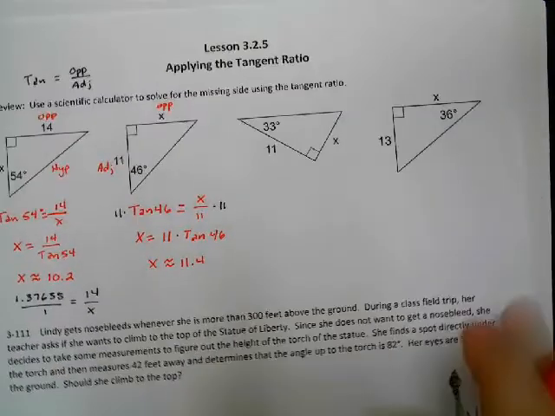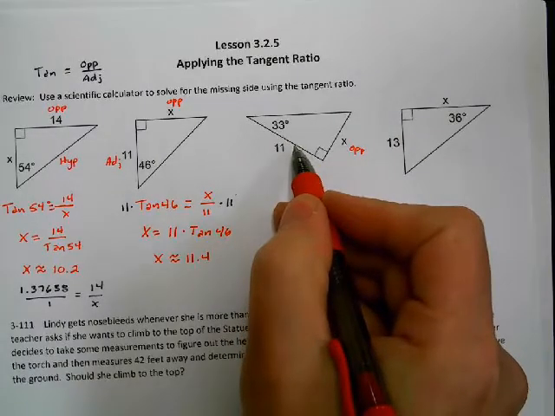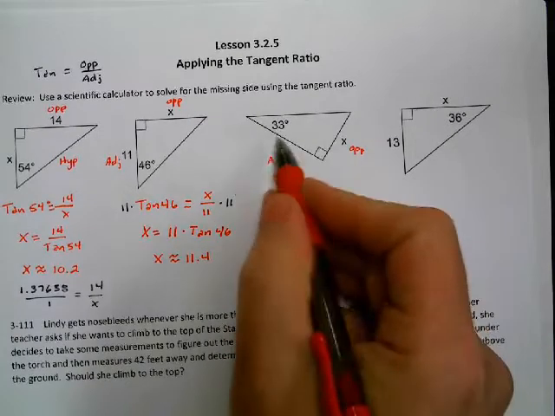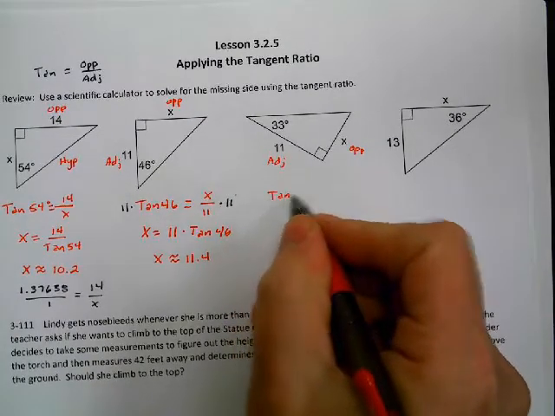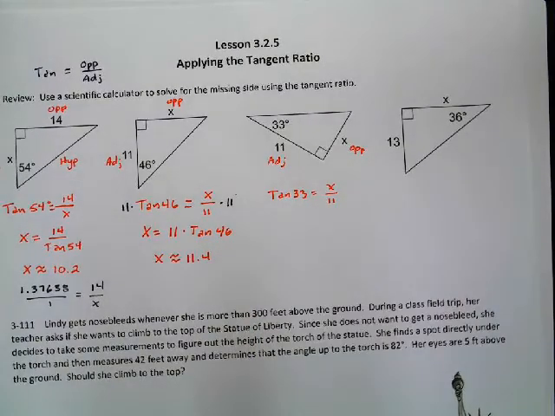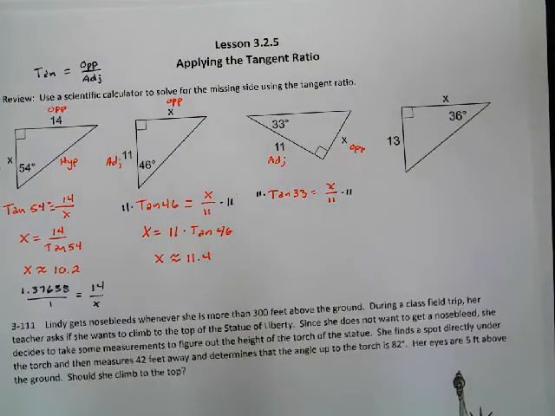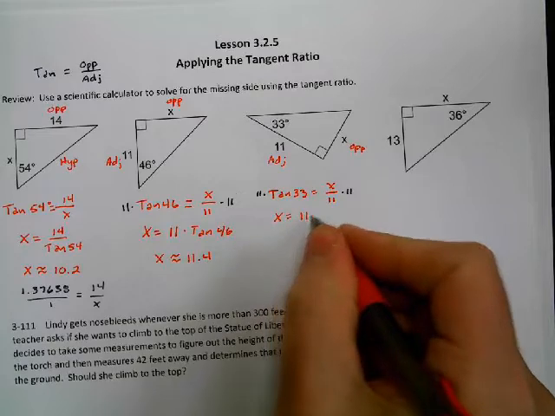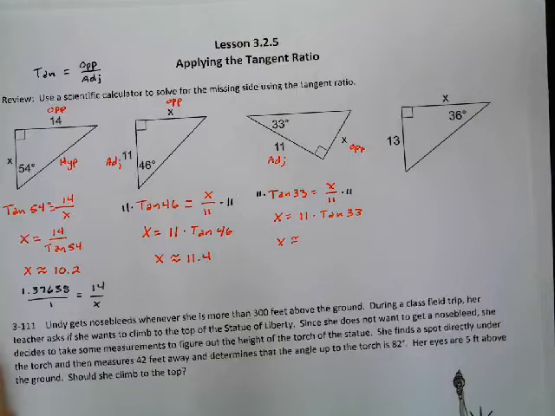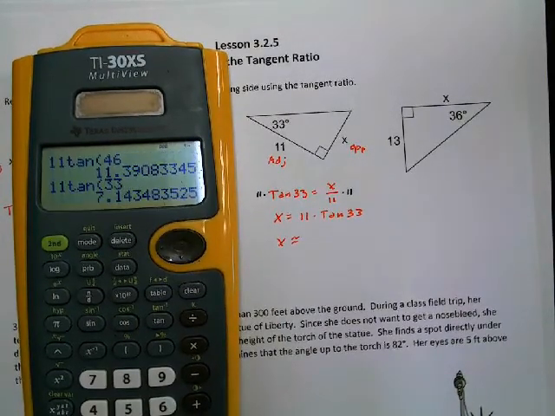Next one. For this one, the opposite leg is over here. Adjacent, remember, adjacent means it's touching. So the adjacent leg is the 11. So tangent of 33 is equal to opposite over adjacent. So here's another one where we can multiply both sides by 11 because the x is in the numerator. So x is going to be equal to 11 times the tangent of 33. So approximately, let's see, 11 tangent 33, let's call it 7.1.